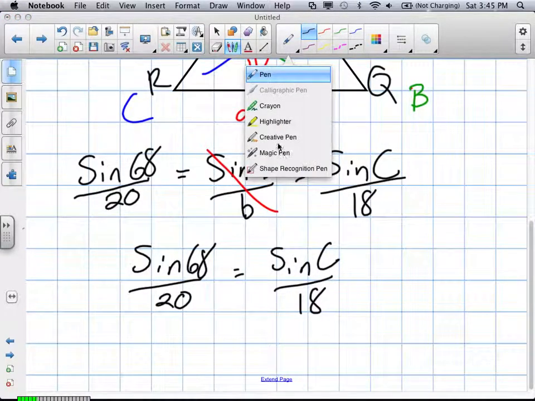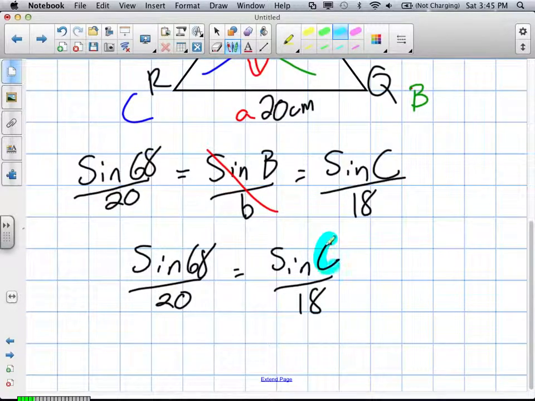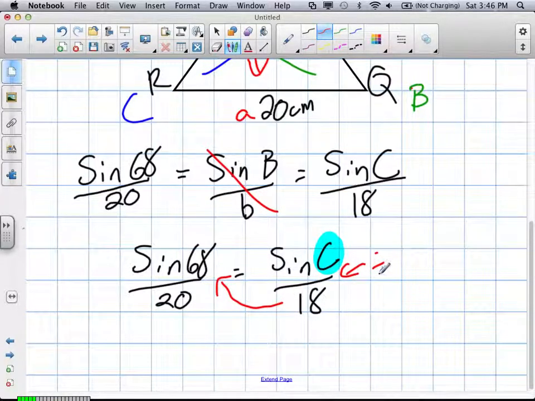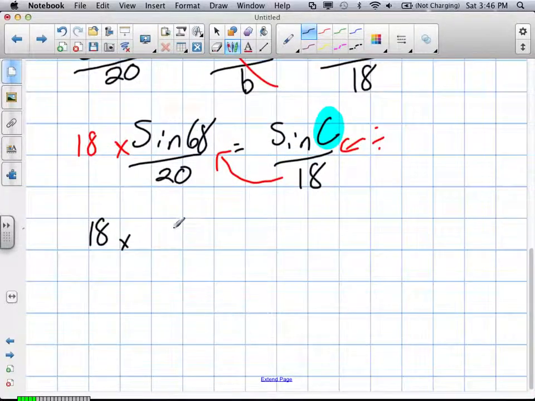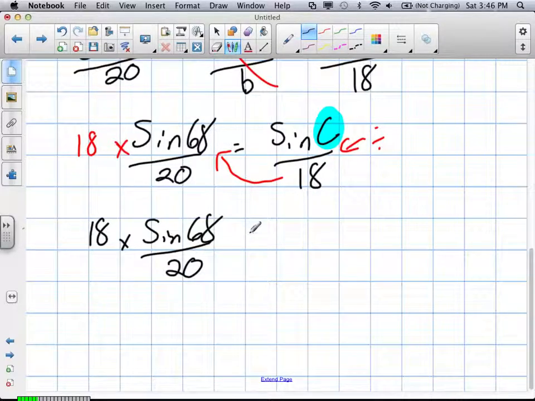The goal is to solve for C. That's our unknown, so I'm trying to isolate that. I want to move everything to the other side, so I'm going to start with the number 18. To move 18 to the other side, because this is a division sign, what do I have to do to the other side? Divide? If it's division here, in order to move it, we do the opposite: multiplication. So this is now going to read 18 times sine 68 divided by 20 equals sine C.